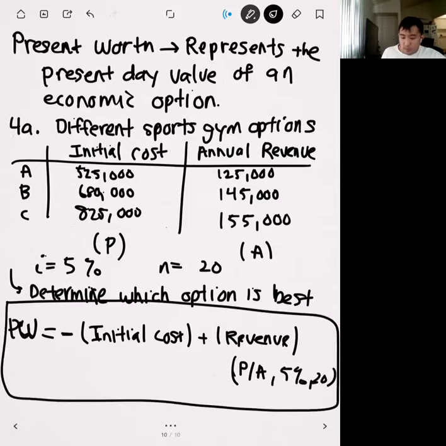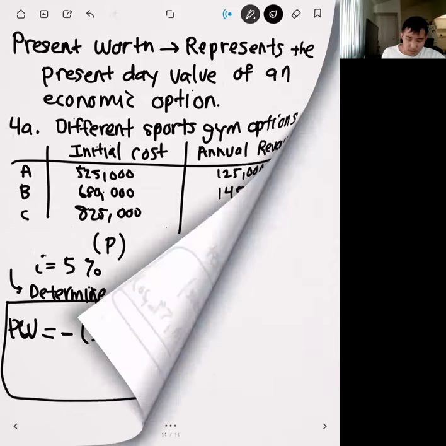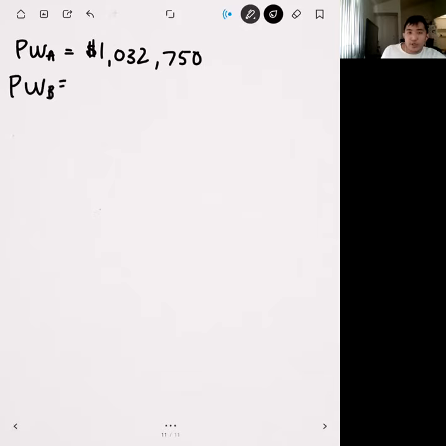Okay, and so all you have to do in order to compute the present worths is just plug in these values, one from this table, and then for this guy you plug in from the compound interest tables. If you do that for all three options, what you get is the present worth of option A, which is 1,032,750. What that's telling you is that if you invested in option A, it'd be like if someone just handed you a check for $1,032,750.